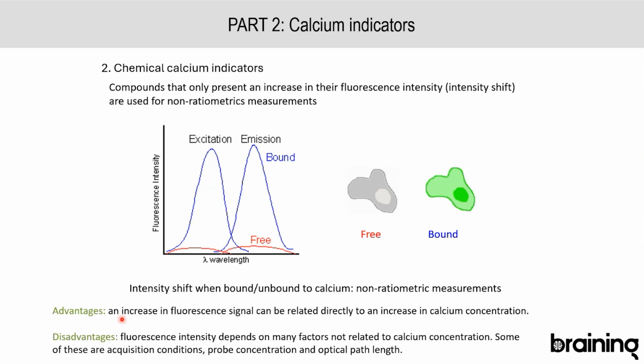The disadvantage is that the fluorescence intensity depends on many factors not related to calcium concentration. Some of these are acquisition conditions, probe concentration, optical path, and other stuff that cannot be ignored, since it's a direct correlation between the fluorescence and, we think, the concentration of calcium.